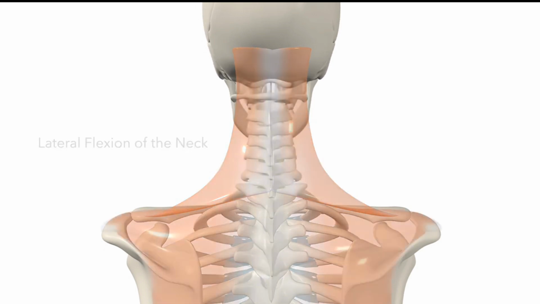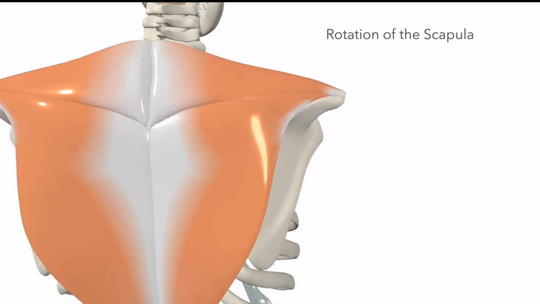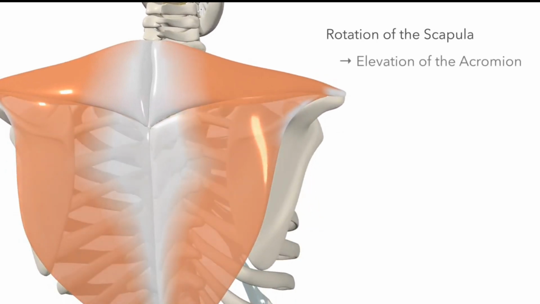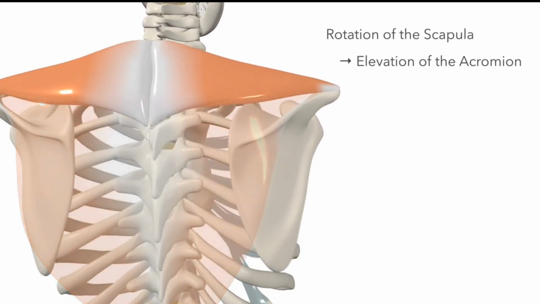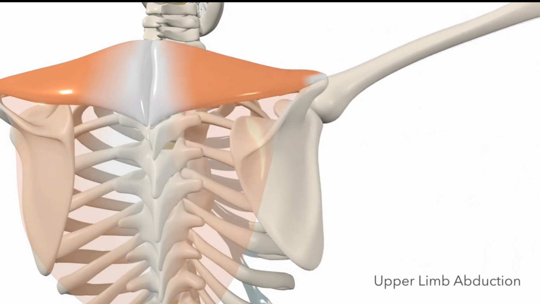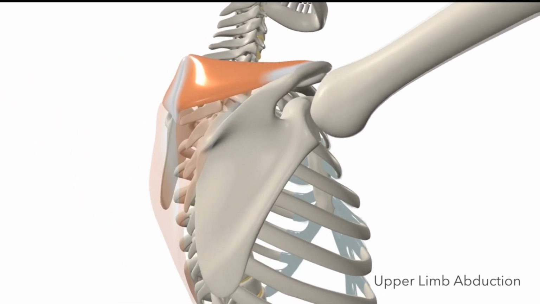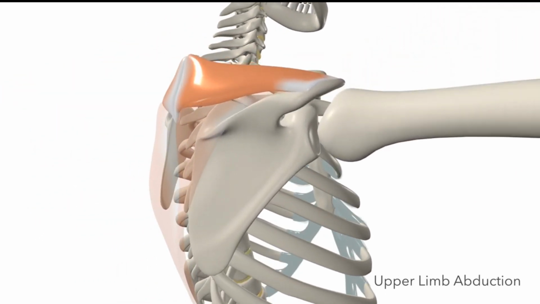The middle and lower fibres of the trapezius rotate the scapula, causing elevation of the acromion. This assists in abduction of the upper limb, allowing the upper limb to abduct beyond 90 degrees, until which point the scapula is fixed.